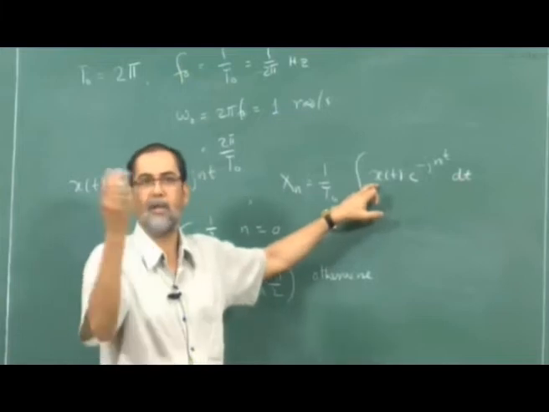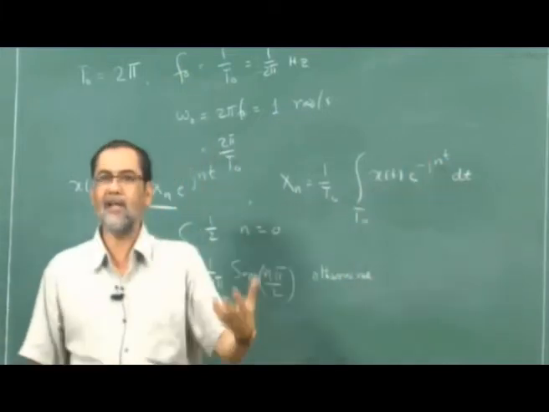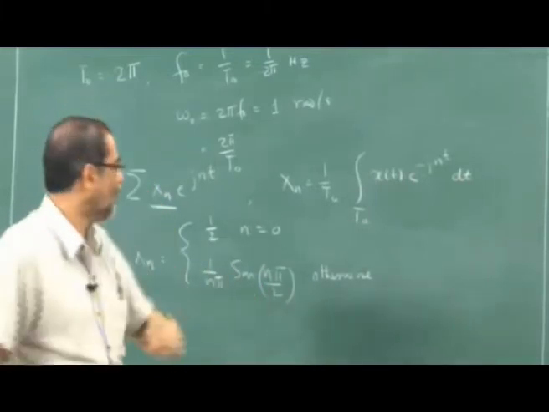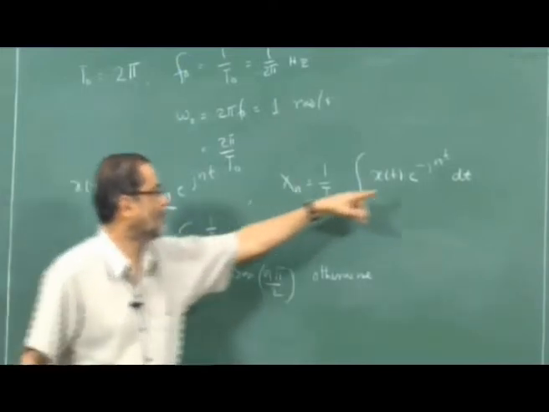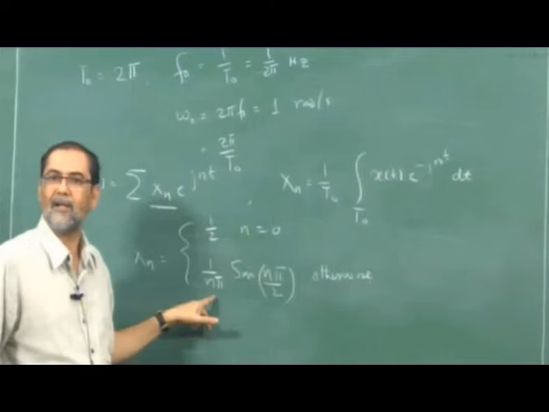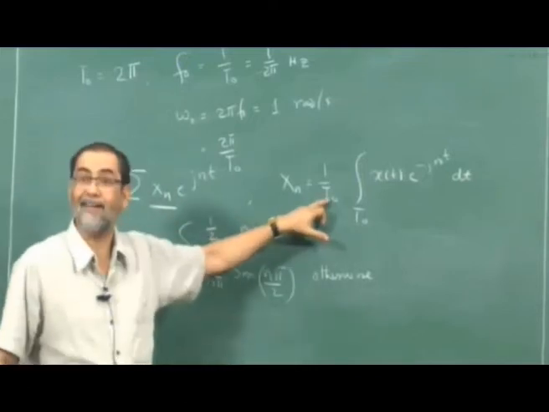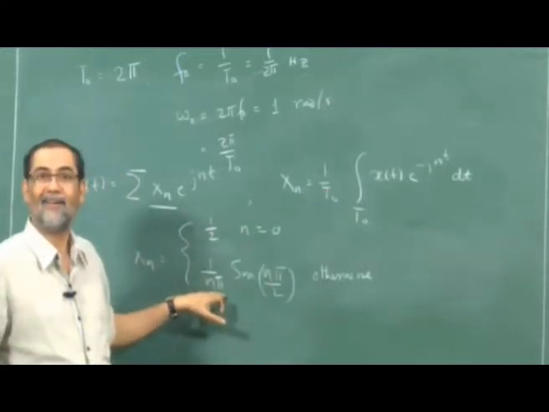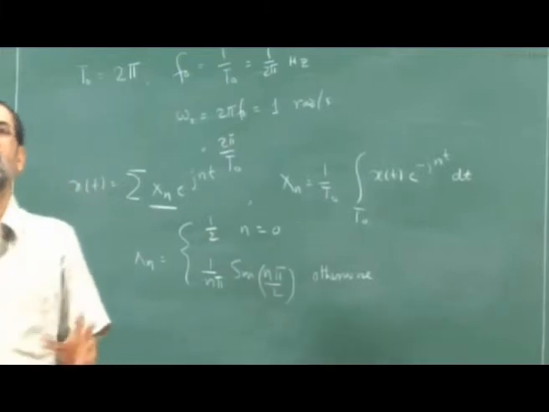X of t is 1, so you don't need to substitute, and integrate e raised to minus j n t for that. Because it's minus pi by 2 to pi by 2, you get sine n pi by 2, and appropriately this n comes in the denominator. And T naught is 2 pi, and that contributes a pi here. So you get sine n pi by 2, and now it's extremely simple.